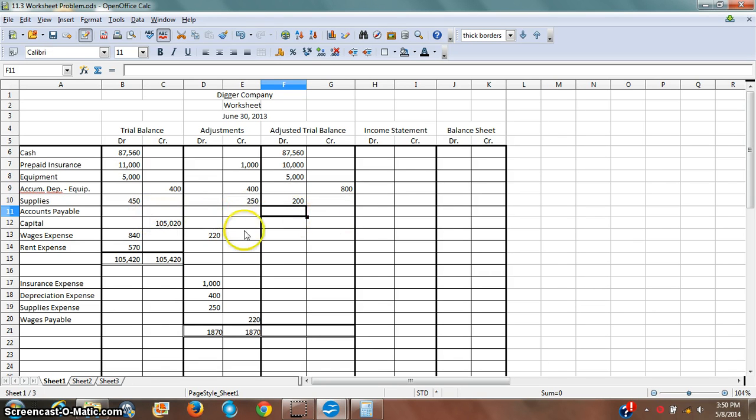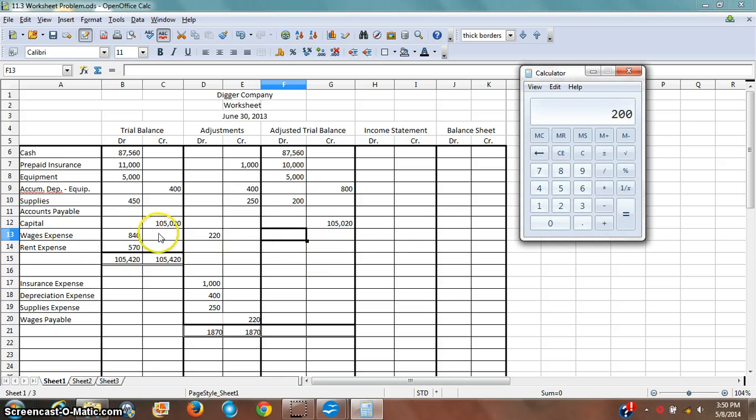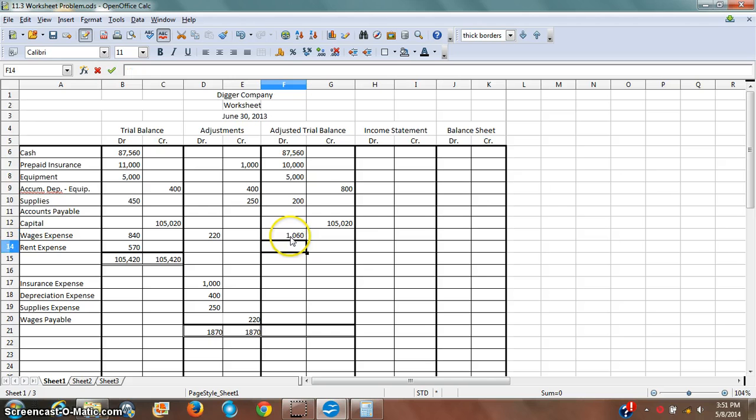Accounts payable, we don't have anything in either column there. I guess we didn't have any accounts payable this month. In the next column, we have capital. There's only that one account. There's only the credit side in the trial balance, so we don't need to do any math. Wages expense. We've got 840 in the debit column and 220 in the debit column, so let me combine them here. It's going to equal 1,060.